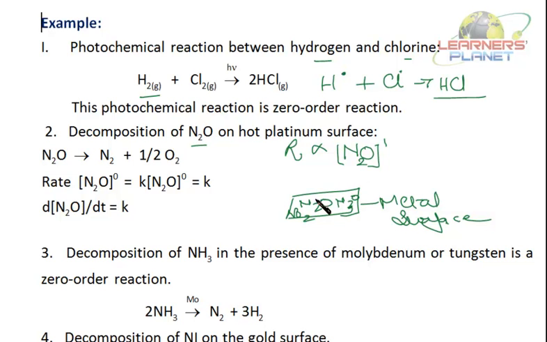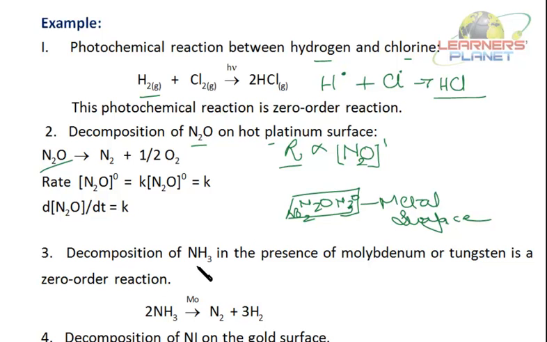Right? See, we have taken the hot platinum surface. It has got some surface area. Initially the concentration of N2O on the metal is less, so the rate depends on the concentration of N2O on the metal surface. That is, initially it is a first order reaction. But as the reaction proceeds, the N2O fills up the surface completely. Then even if the concentration of N2O is increased or more N2O is added, the rate becomes independent of it. Got it?